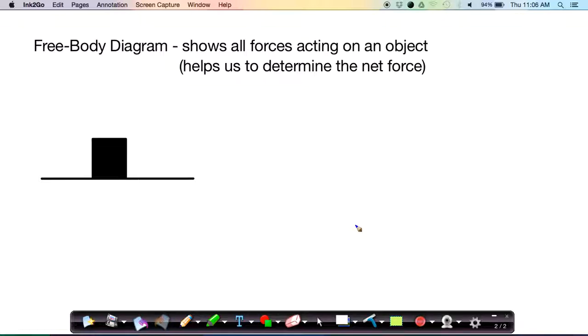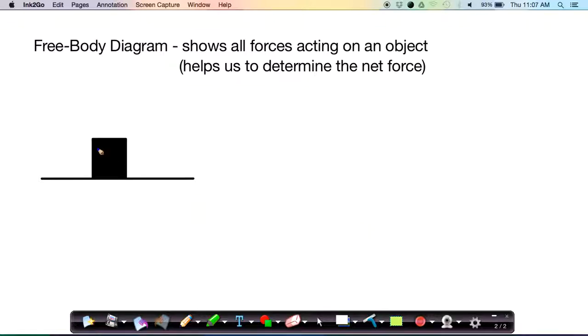When we do Newton's second law problems, it's a good idea to start out by drawing a free body diagram. You might recall from Chapter 2 that a free body diagram shows all the forces acting on an object as vectors, and this helps us to determine the net force on the object. Since net force is the quantity that is going to influence acceleration, that's going to need to be determined before we do a calculation with Newton's second law.